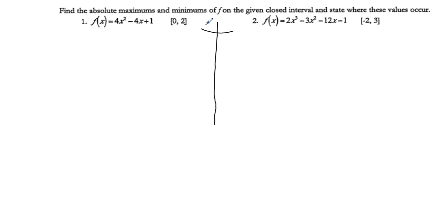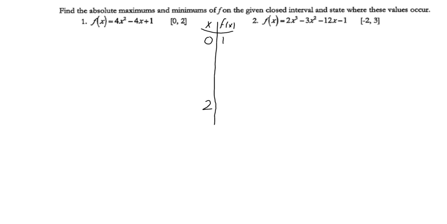I'm going to put f of x here on this little table. The first thing we have is the endpoints. And so we know that 0 and 2 are going to be critical evaluative numbers. And f of 0 is quite easy because we can just plug in 0, which is going to be our y-intercept. So our output value is 1.